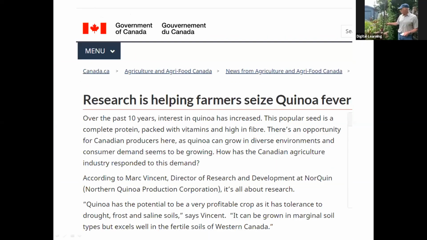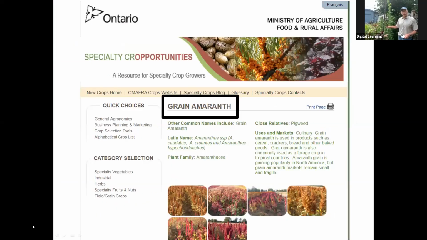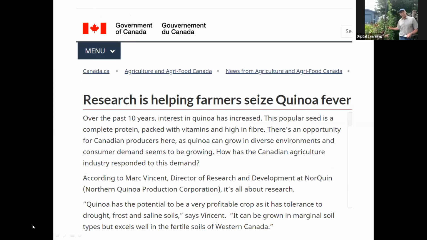Got it. Research is helping farmers seize quinoa fever. Yeah. So this is a crop that is probably of growing importance in Canada. It's also grown in the Tibetan Plateau. It does well in high, dry, cold habitats.